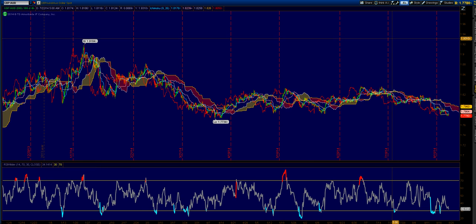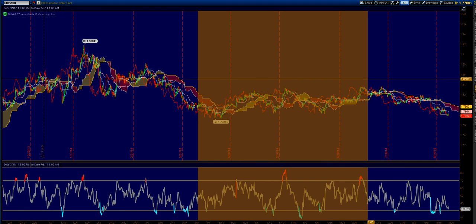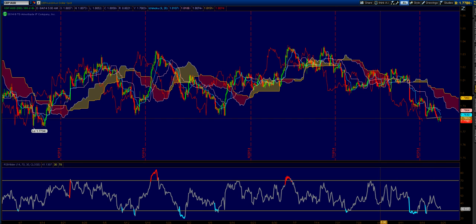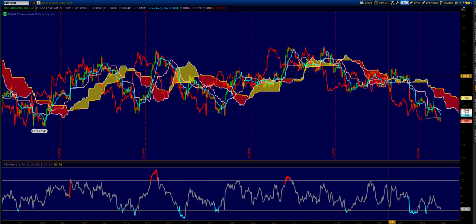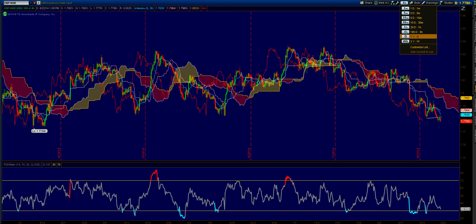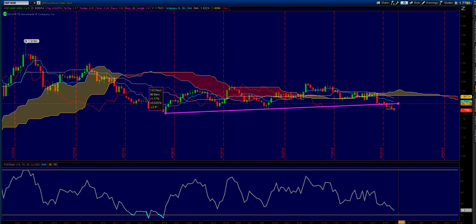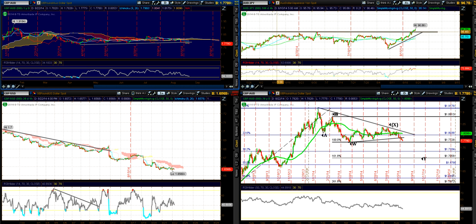Looking at it from a 4-hour perspective, the Tenkan already crossed below the Kijun, which is a bearish signal. At the same time, the future cloud is also bearish, providing further color to that bearish picture. Not to overlook, we see the same thing once more on the daily. So on all time frames, they all point to lower levels for the pound Aussie.